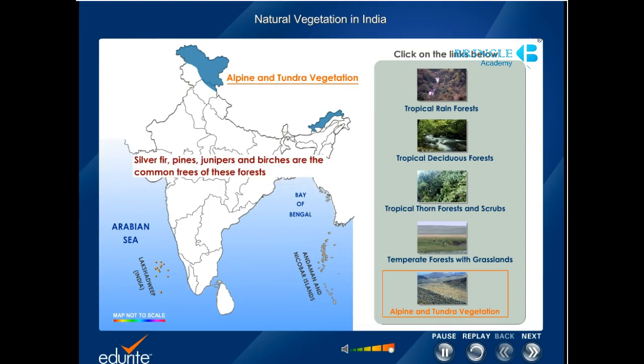Silver fir, pines, junipers and birches are among the common trees of these forests. At higher altitudes, mosses and lichens form part of the tundra vegetation.